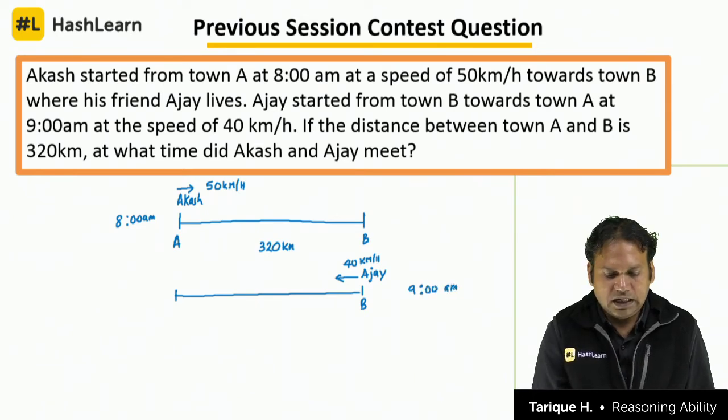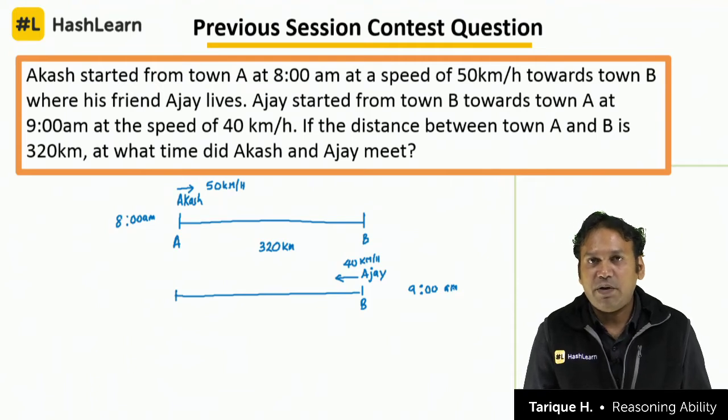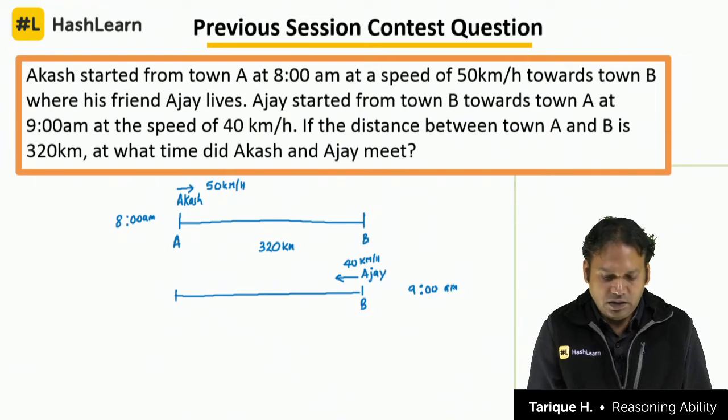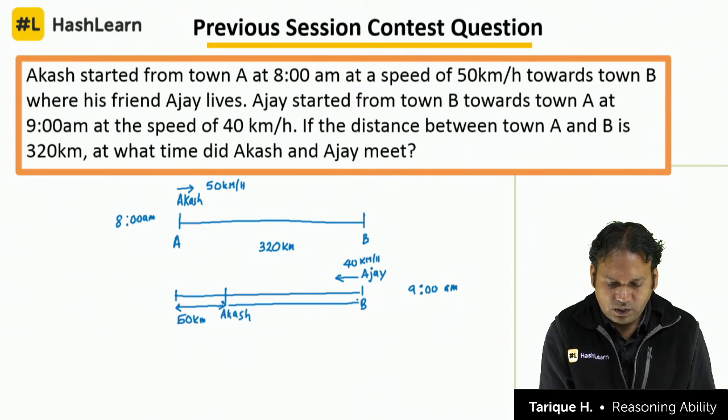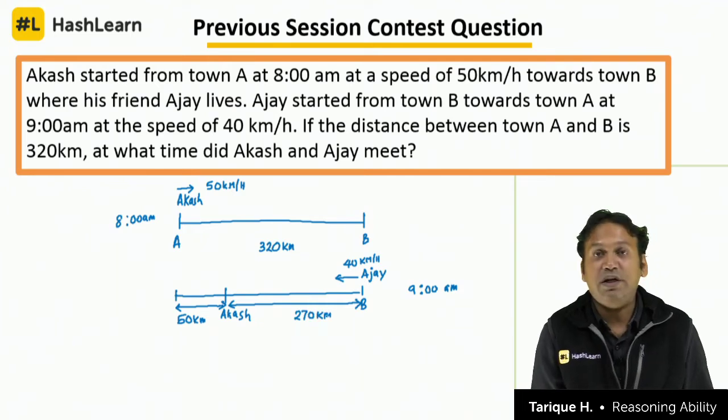that means that Akash has already travelled for 1 hour and the speed of Akash is 50 kilometers per hour. So, Akash would have already covered a distance of 50 kilometers. So, what will be the remaining distance between Ajay and Akash? The remaining distance will be 270 kilometers because the total distance is 320 kilometers, right. So, 270 plus 50, 320.